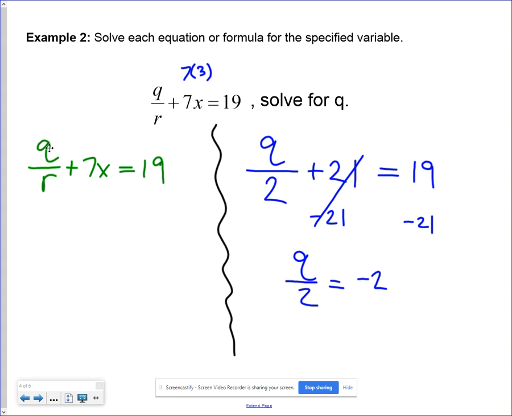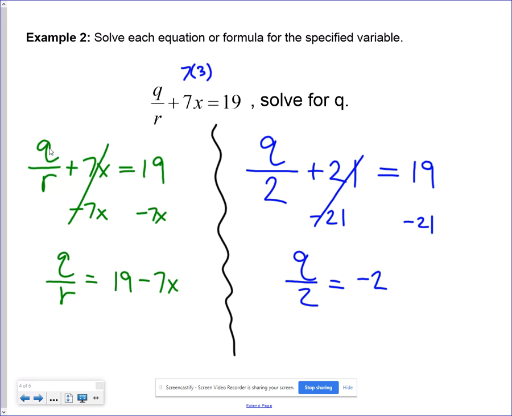All right, so what was 21 in relation to the green equation? Well, that's the 7x. So what we need to do is subtract 7x from both sides. Now we got Q over R is equal to 19 minus 7x. You can't take 7x away from 19, so just leave them separate like that.